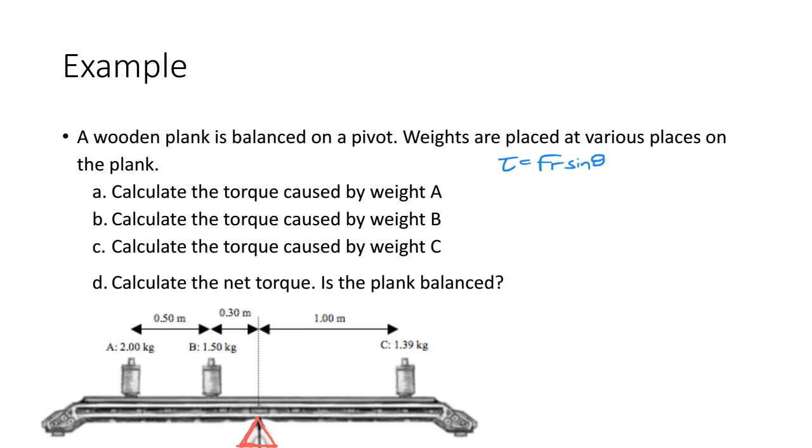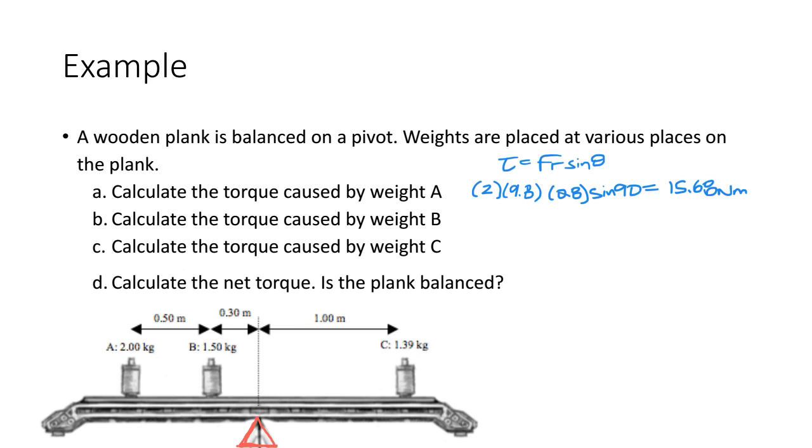The force that is being applied by object A is due to its force of gravity. So we'll do 2 times 9.8 to get its force of gravity and multiply it by the radius or distance between here and the point of rotation, which is 0.8. That gives us 15.68 Newton meters.